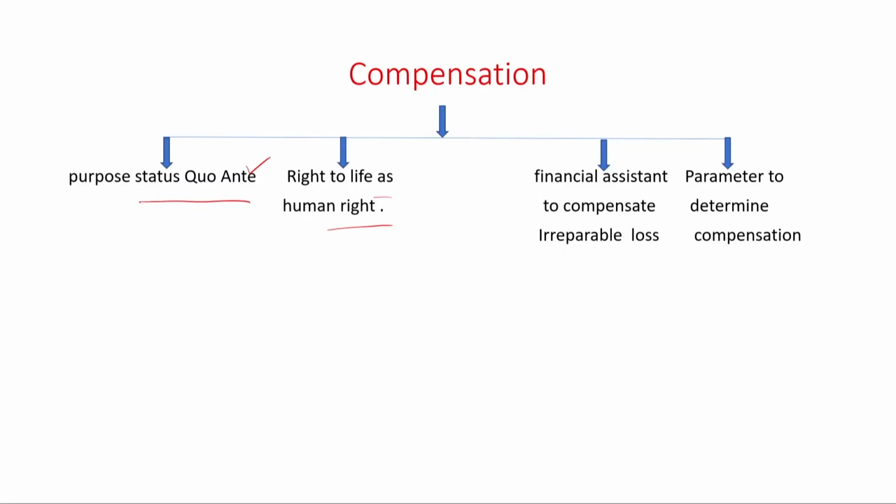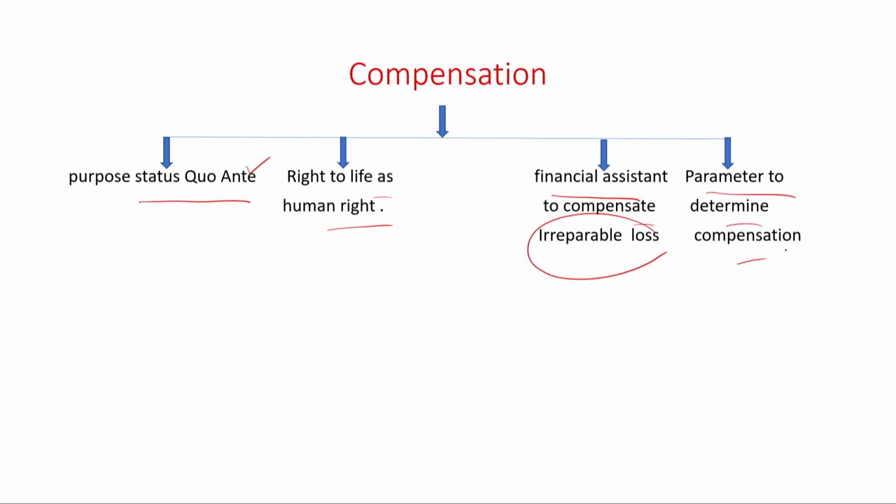Irrespective of caste, creed and religion, every human being has a right to live with human dignity. So, this right has been recognized as a human right under Article 3 of the UDHR 1948. Purpose is financial assistance to compensate irreparable loss.